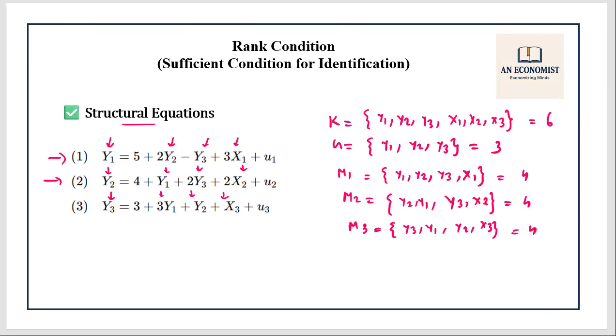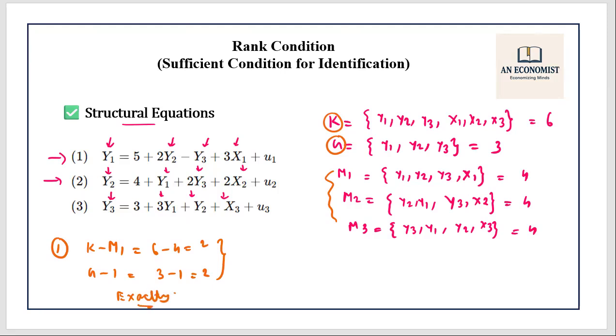Now, k is available, g is available, and m for each equation is available. So calculate the order condition for each equation. K minus m1 is 6 minus 4, which is 2. And g minus 1 is 3 minus 1, which is 2. Which means k minus m1 is exactly equal to g minus 1, and the first equation is exactly identified. It will be the same for all three, because the m value is the same for all the equations. It's very simple. K minus m2 will also be equal to 2, and g minus 1 doesn't vary, so it is also 2. So it is also exactly identified. And the third equation is also exactly identified.